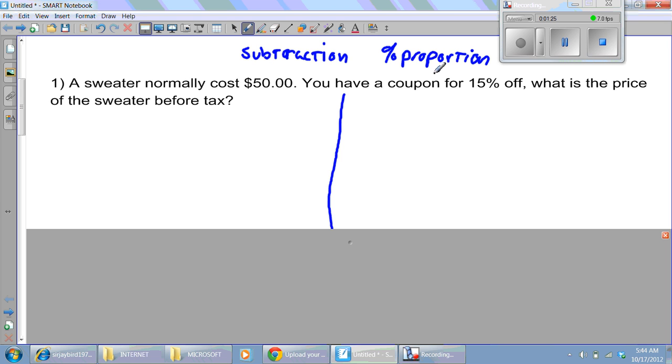I know it's a proportion problem. I'm not going to forget to do that in most cases. But if you would rather do the proportion first, that's fine. You just have to remember to subtract at the end. So I'm going to do it the way I think most kids try to do it.